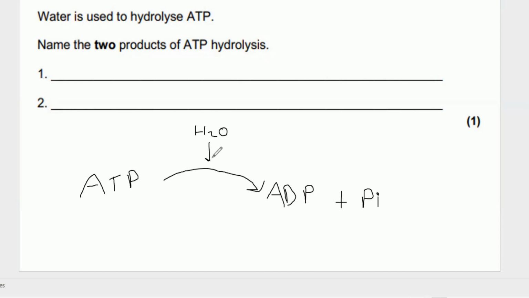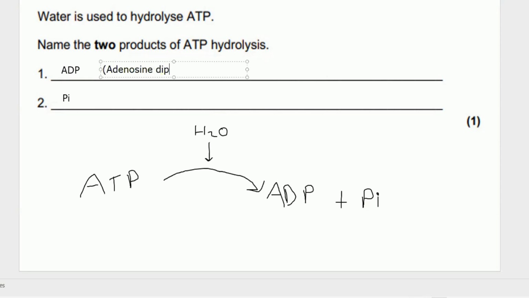Now, the two products are actually ADP and Pi, but you can use those abbreviations and they're fine with that in the mark scheme, or you can call them by their correct name, but just be careful of the spelling. It's adenosine diphosphate. It's not adenine diphosphate, it's adenosine diphosphate, and it's inorganic phosphate.